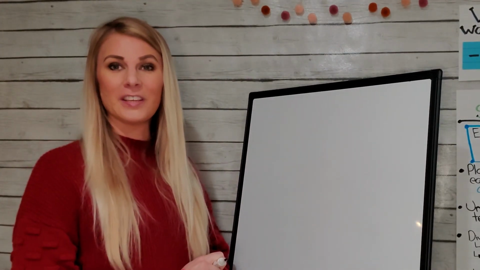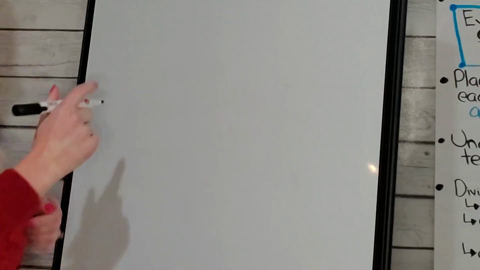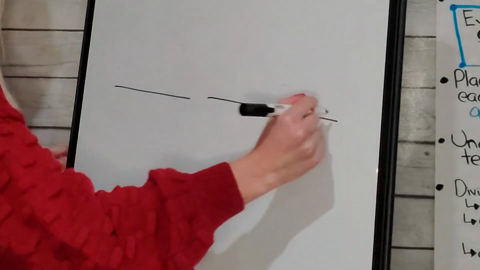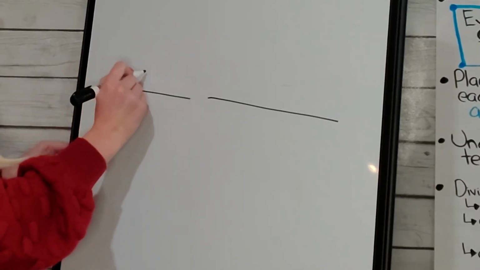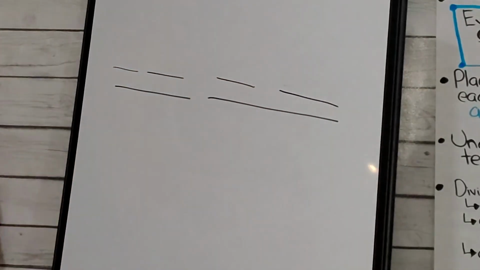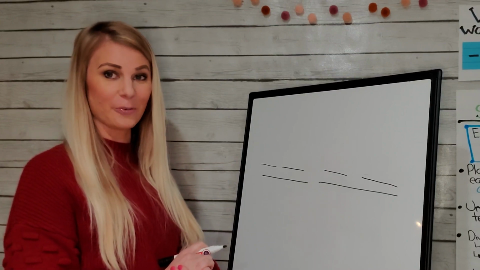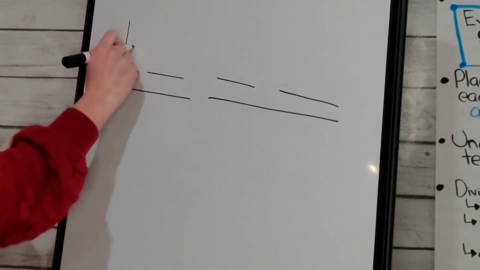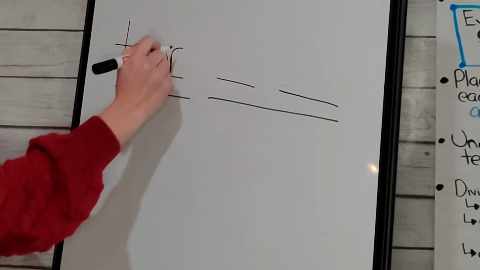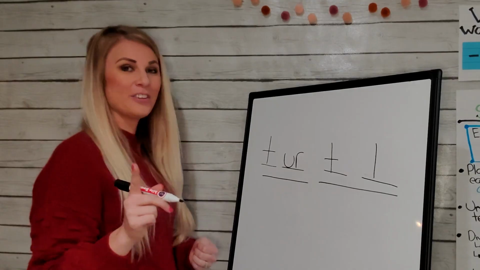Our last word is turtle. Will you say that with me? Turtle. I hear two word parts in the word turtle. Let's think about the sounds in our first word part. T-ul. Now let's think about the letters that represent these sounds. Are you ready to write them down with me? T-ul. You caught me again.